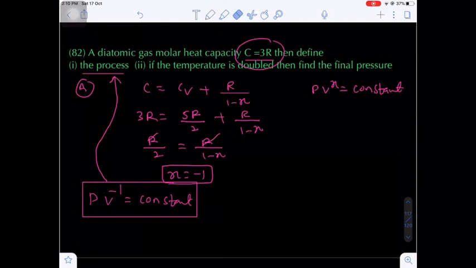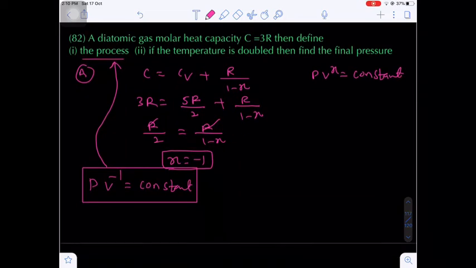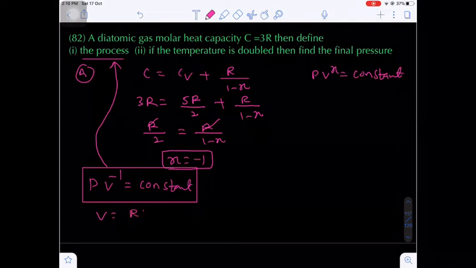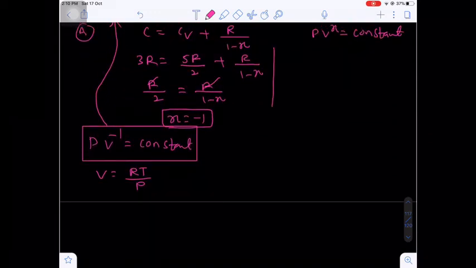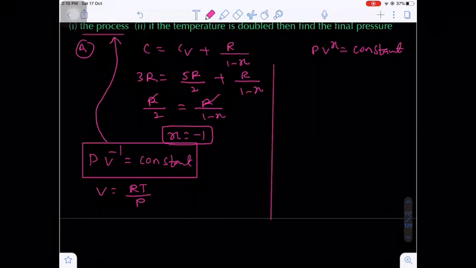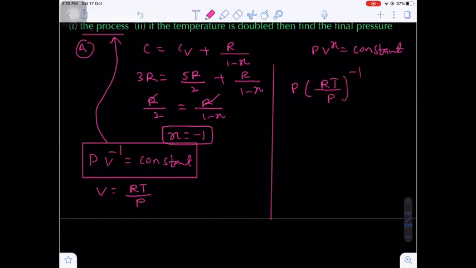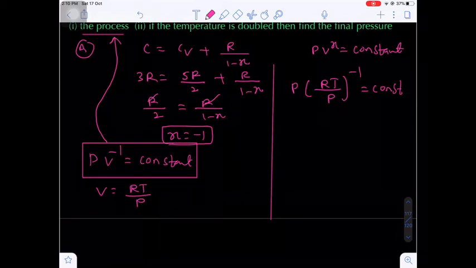And what is the second question given here? If the temperature is doubled, then find the final pressure. First of all, I want to convert the PV relation into a PT relation. That's why I am writing volume V equal to RT by P, because for 1 mole of ideal gas the equation is PV equal to RT. So from here, I am writing P into, instead of volume, RT upon P, whole to the power minus 1, will be equal to constant. R is a constant, so no need to write the R value.